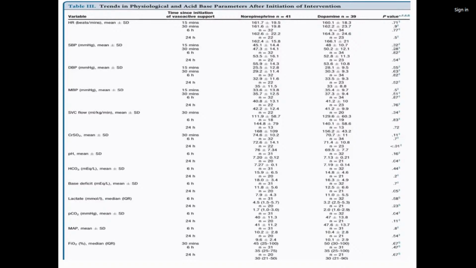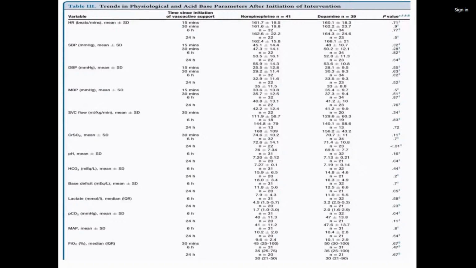perfusion. So norepinephrine is significantly higher than dopamine, which is also stating that dopamine is associated with lower cerebral oxygenation, suggestive of worse cerebral perfusion and higher oxygen extraction. That is, dopamine compromised the cerebral oxygen delivery at 24 hours. So this is very important.